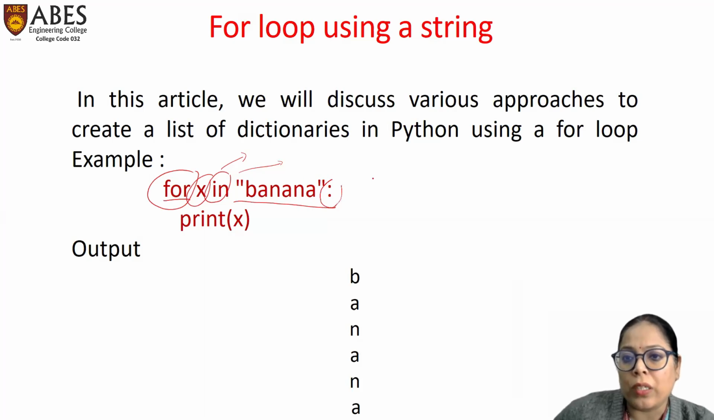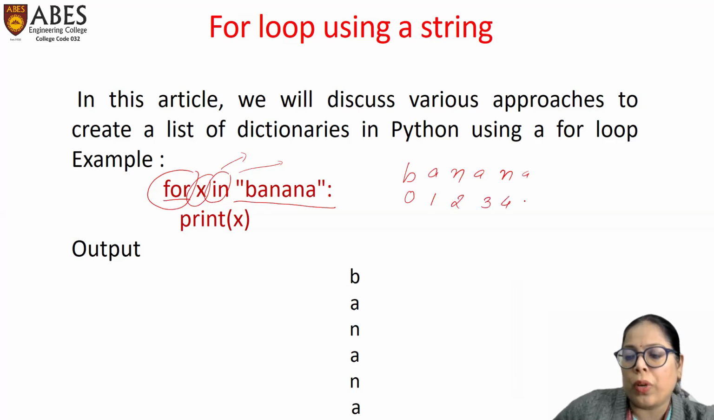Now in a string, we have indexing. This also you must have studied. What is indexing? Indexing basically tells the position. For example, here banana: B is at 0 position, A is at 1 position, N is at 2 position, A is at 3 position, N is at 4 position, again A is at 5 position.